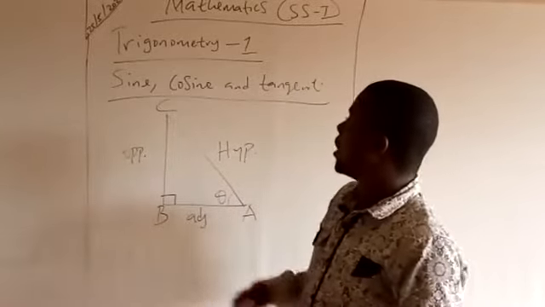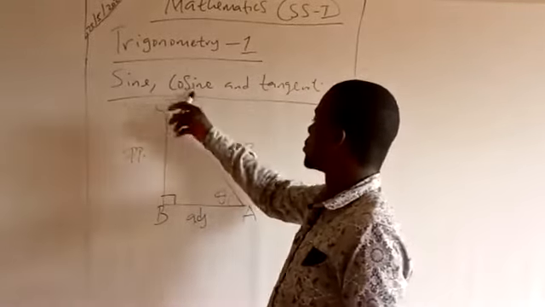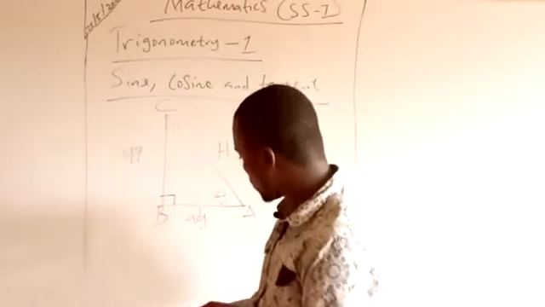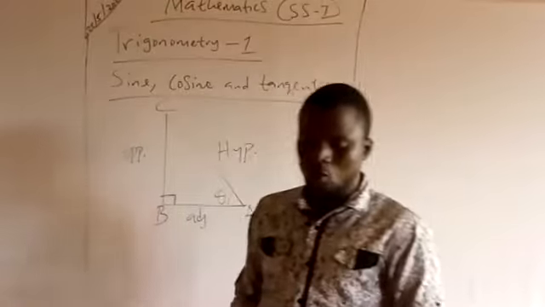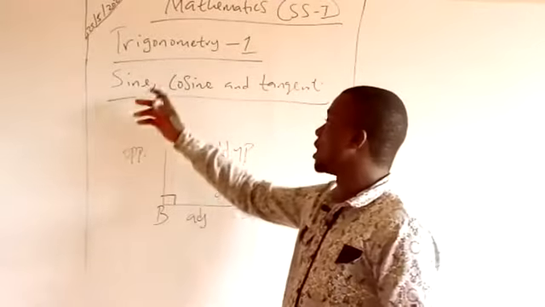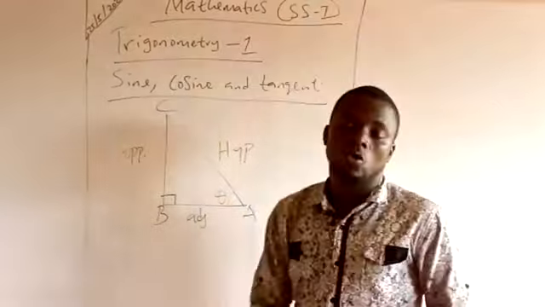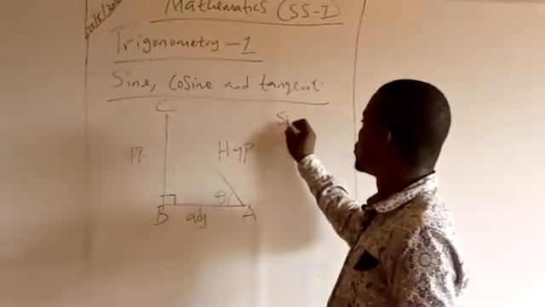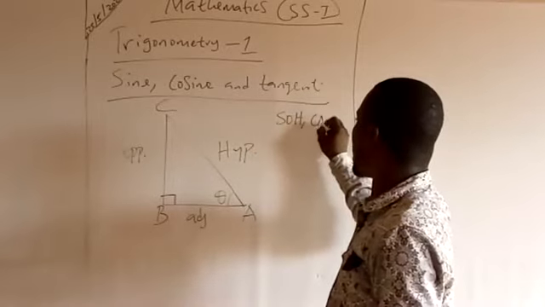Alright, let's try to get the ratios sine, cosine, and tangent of the angle. Before now, you were told the acronym used to determine sine, cosine, and tangent. We call it SOHCAHTOA.